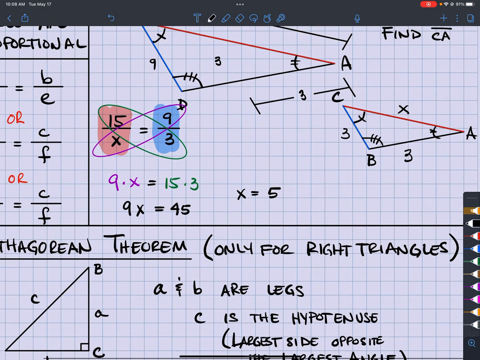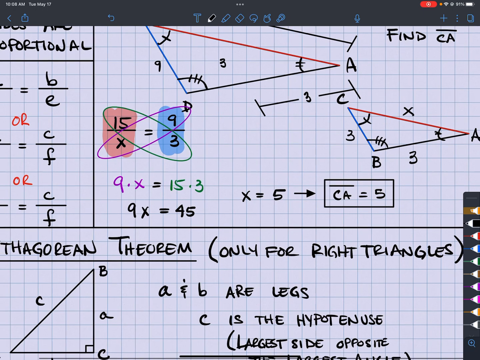So the side CA is equal to 5. And that would be my answer. There we go. Whew. Sometimes I struggle with that.